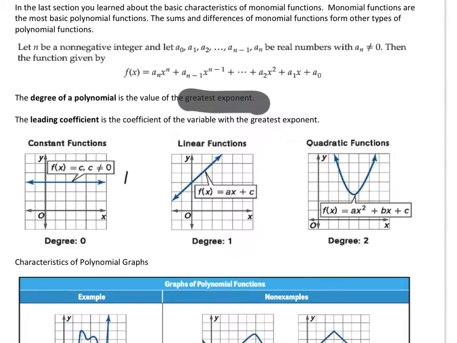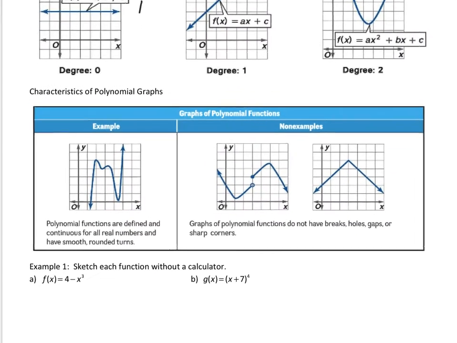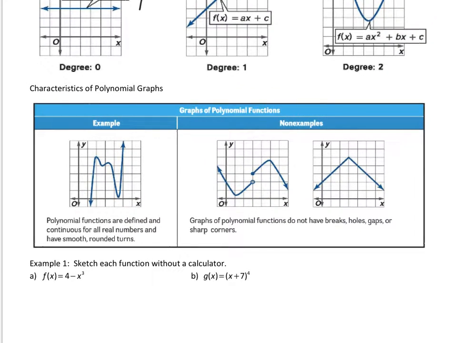And then a linear function, its degree would be 1, and a quadratic function's degree would be 2. Some characteristics of polynomials: polynomials are defined and continuous for all real numbers, and they have smooth and rounded turns. So this would be an example over here.